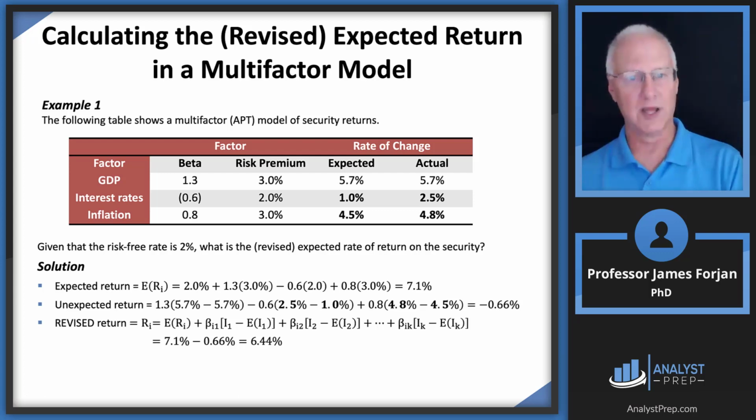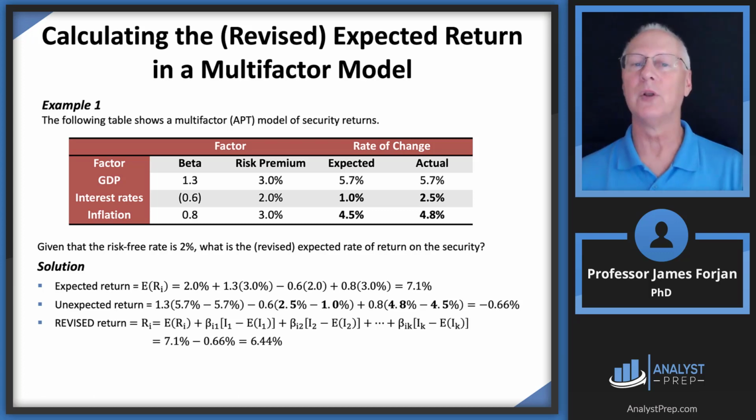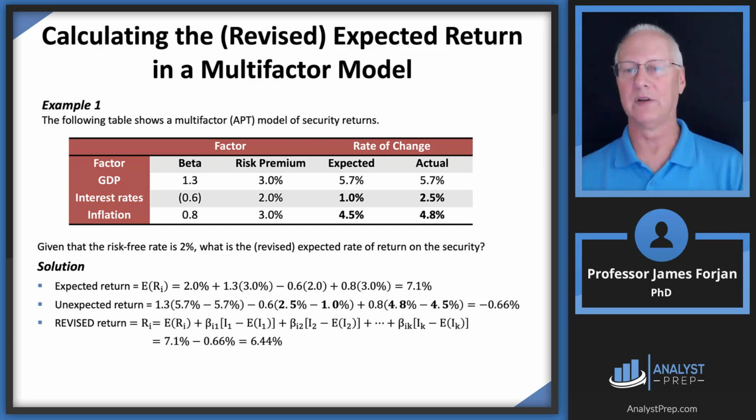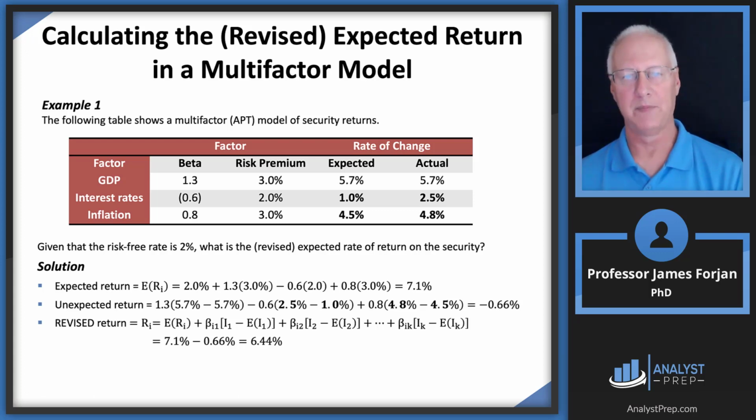Let's make an obvious conclusion here. This portfolio has been assigned a premium of 3% to both GDP and inflation, but notice their sensitivities, their factor loadings, their betas are different: 1.3 for GDP and 0.8 for inflation. Then on the right two columns, there's the expected GDP versus the actual GDP, which is the same in this case. We were pretty spot on when predicting the change in the economy, 5.7 and 5.7. The others, not so much.